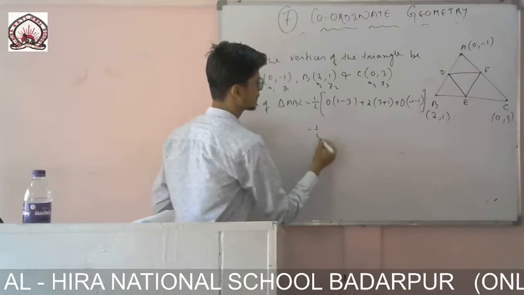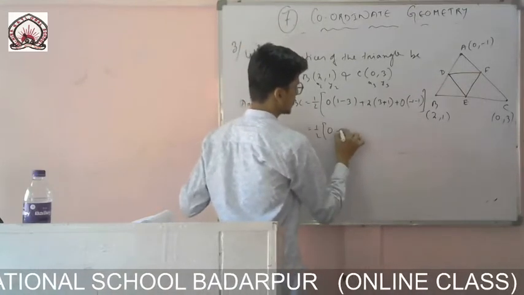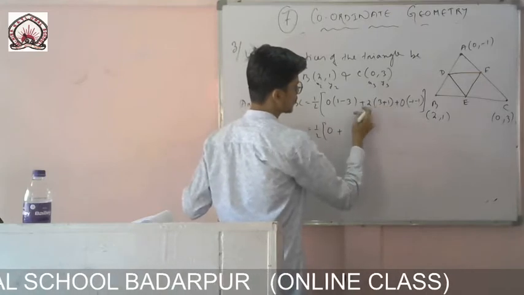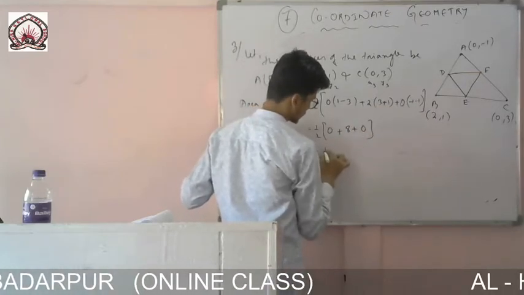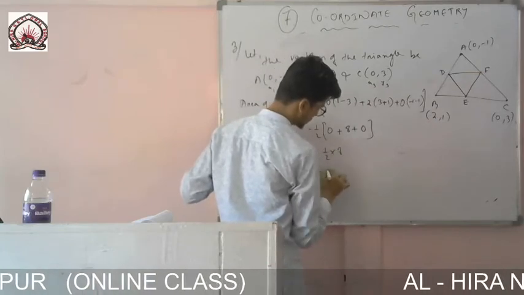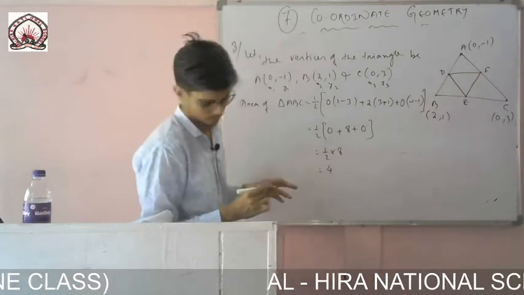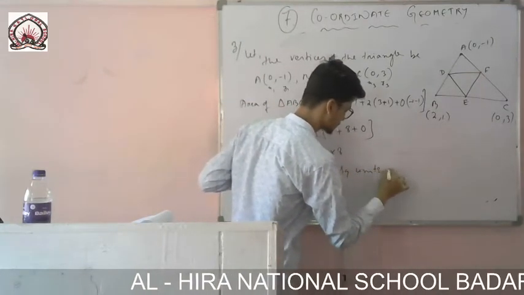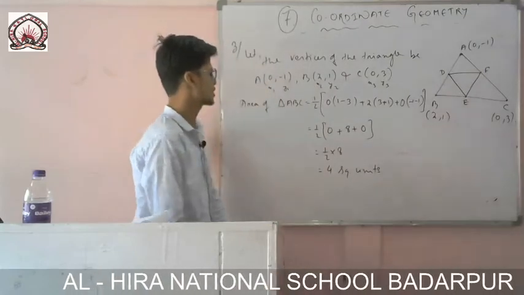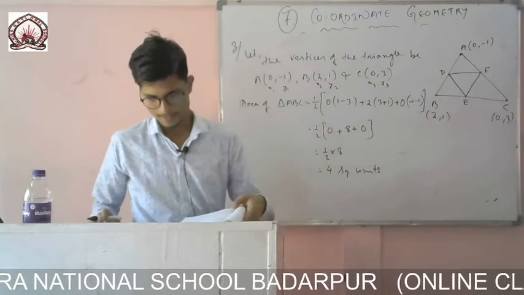So it will be half into, you see here 0 multiplied by this one, it will be 0 plus 2, 3 plus 1, 4, 4 2s are 8, then again with 0 if I multiply I will get 0. So half into 8, that means it is 4, and you write the unit like this, square units, 4 square units.